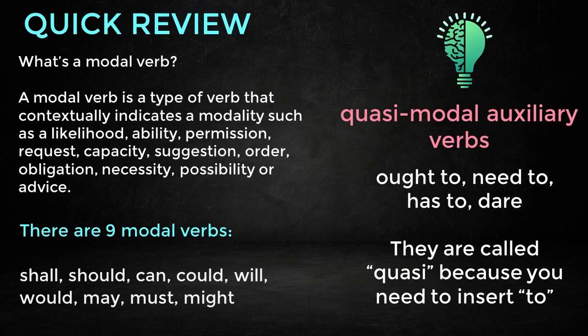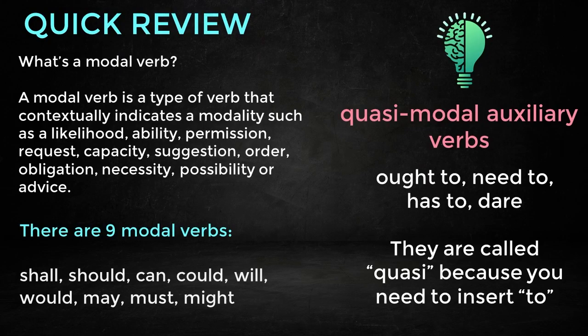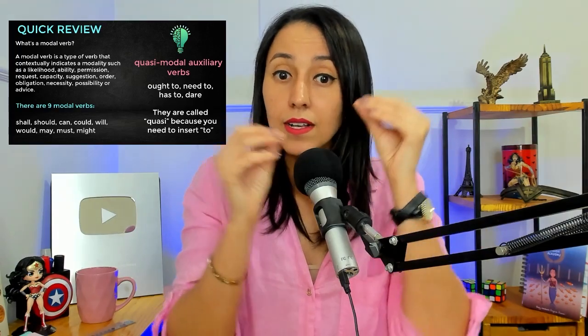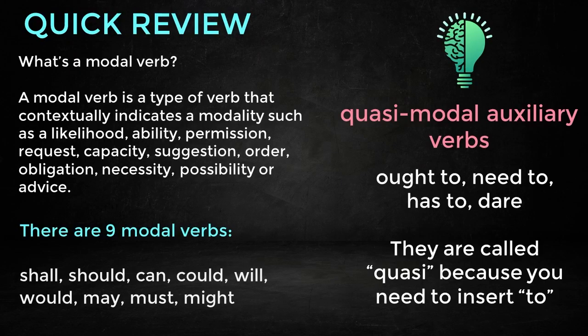Now, quick review. Teacher Prix, what is a modal verb? These are verbs, a type of verb that indicates probability, permission, request, capacity, suggestion, obligation, necessity, possibility, advice. So this is a specific type of verb, and it's not just one. There's a list of modal verbs. The traditional modal verbs are 9, okay? Shall, should, can, could, will, would, may, must, might.